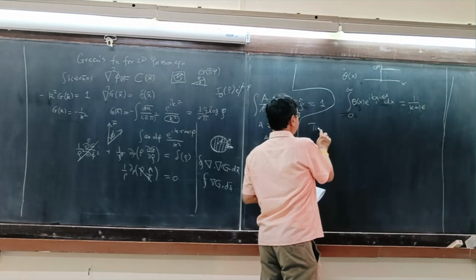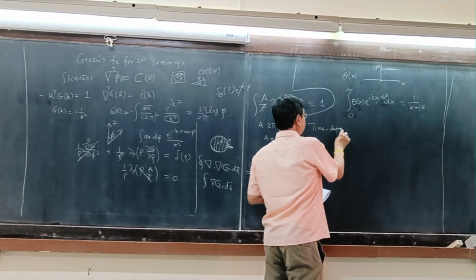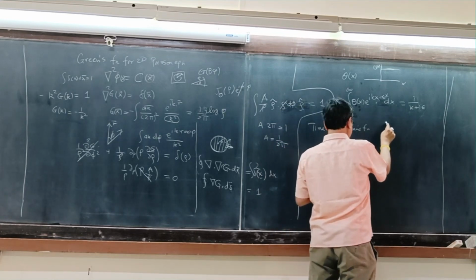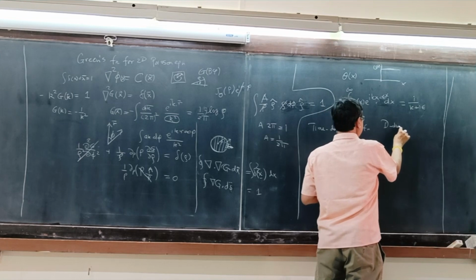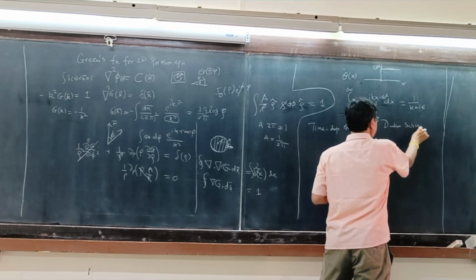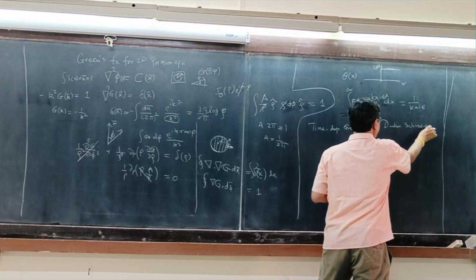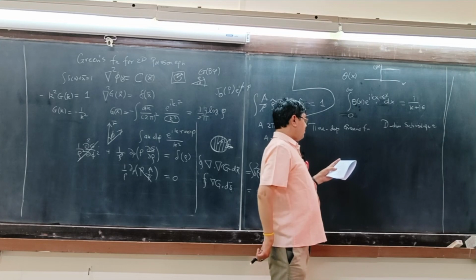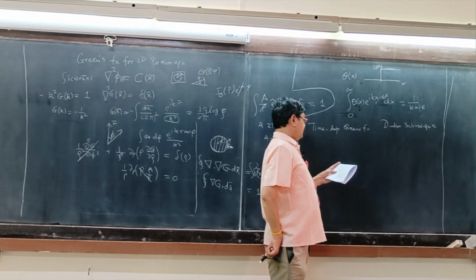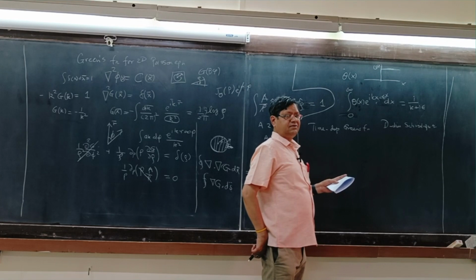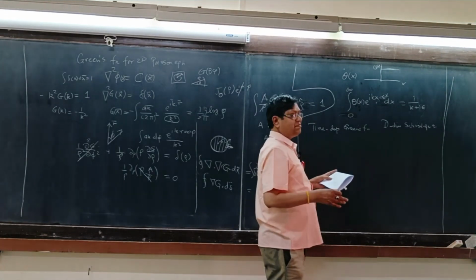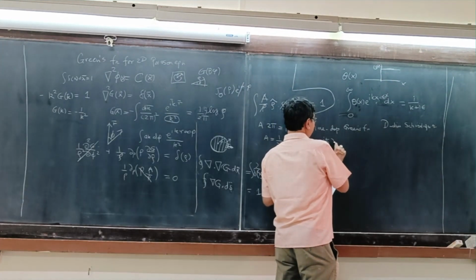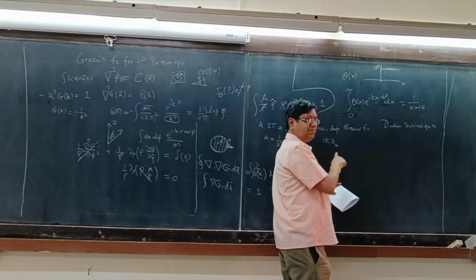The time dependent Green's function for the Schrodinger equation in d dimensions. Now we want to find only the dimension. So, time dependent Green's function. Normally it is defined like this.